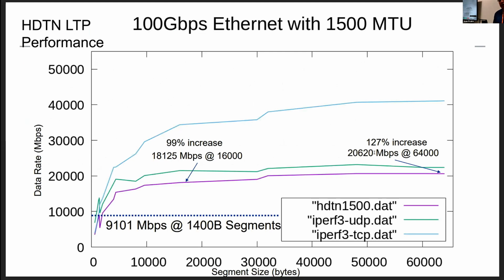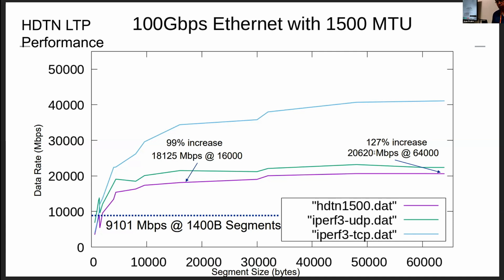So first, with the NIC set to a 1500 MTU, we found that when we sent using HDTN LTP segments up to 1400 bytes, we were getting 9.1 gigabits per second. But then we boosted the segment size to larger sizes. And we found that when we increased the segment size to 16K bytes, which incurs IP fragmentation, we get all the way up to 18.12 gigabits per second. That's a 99% increase, even though we're engaged in IP fragmentation. So this is very much showing that segment size has a great bearing on performance in HDTN LTP.